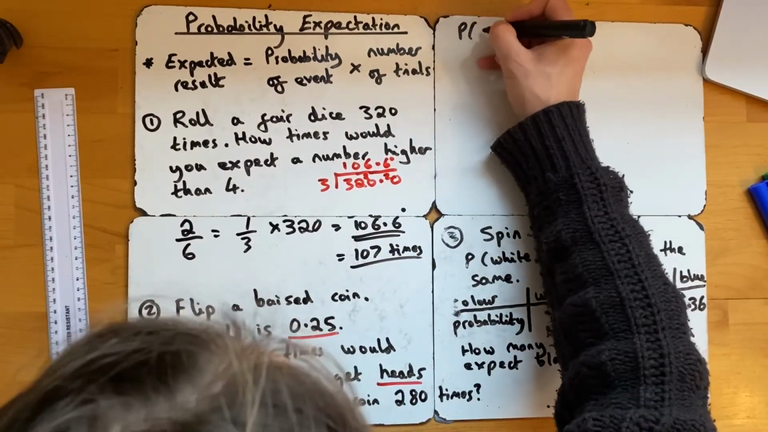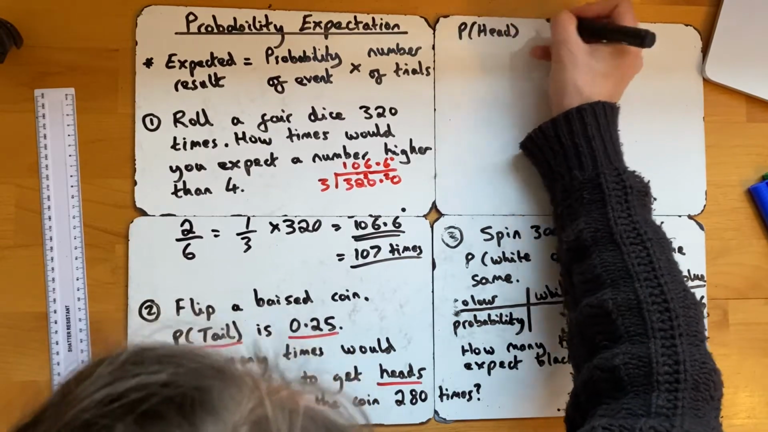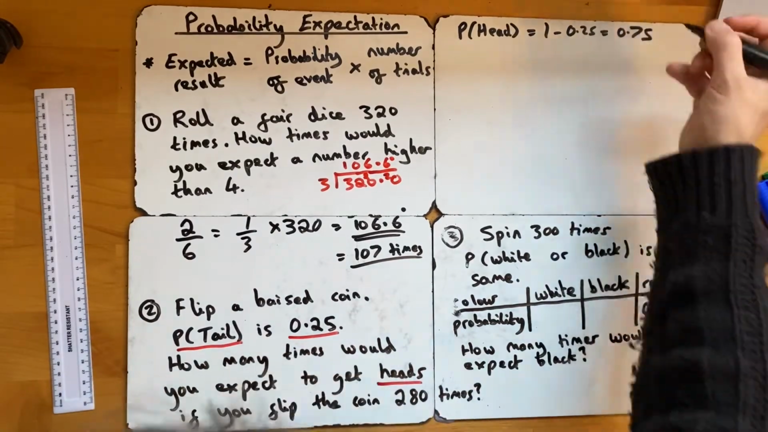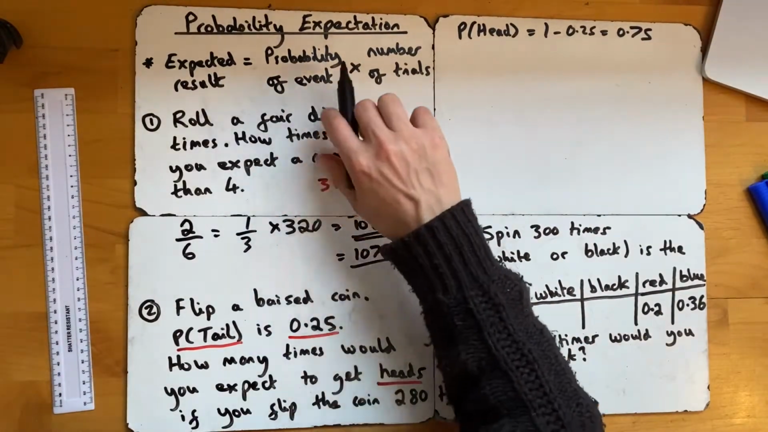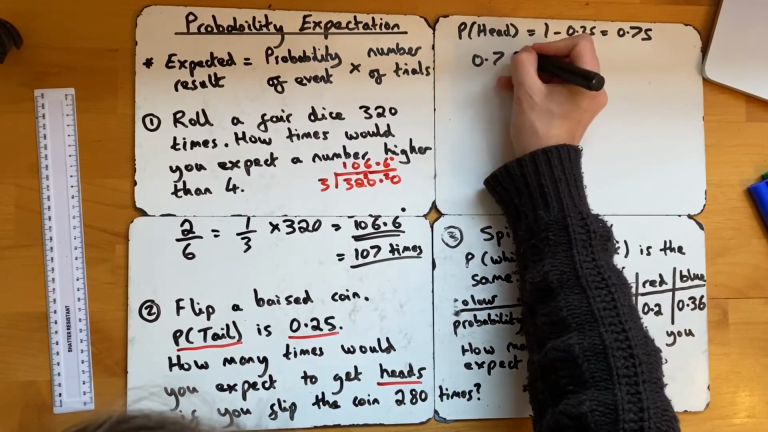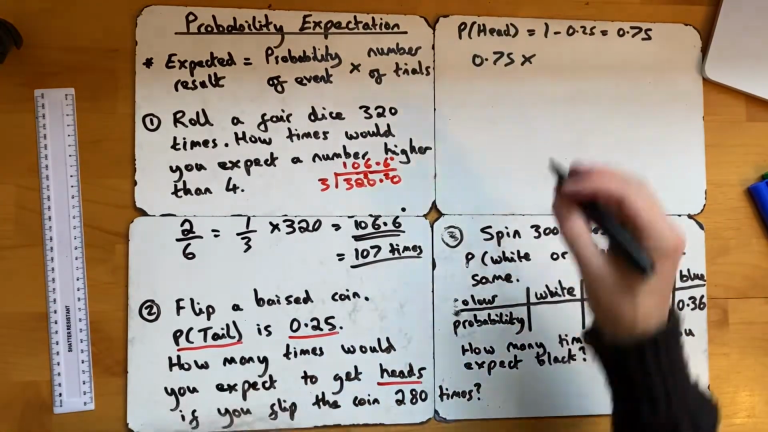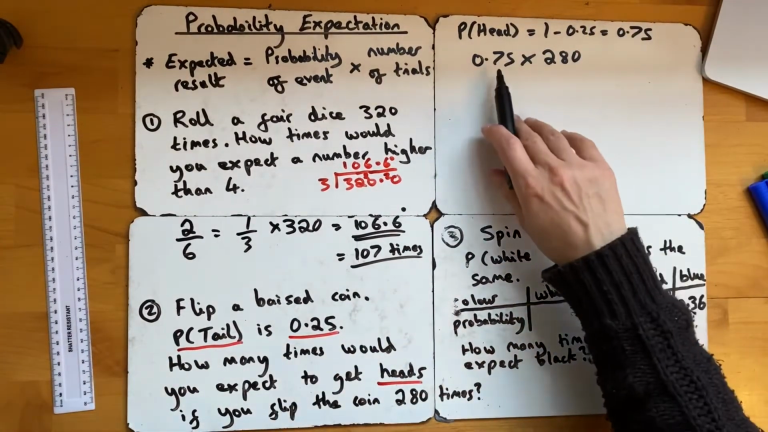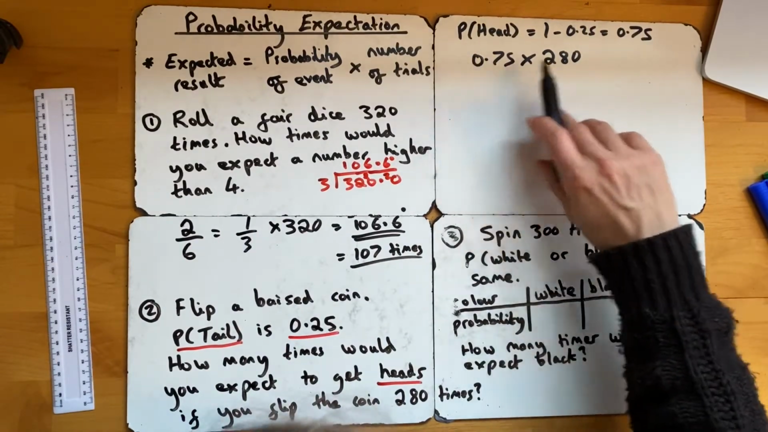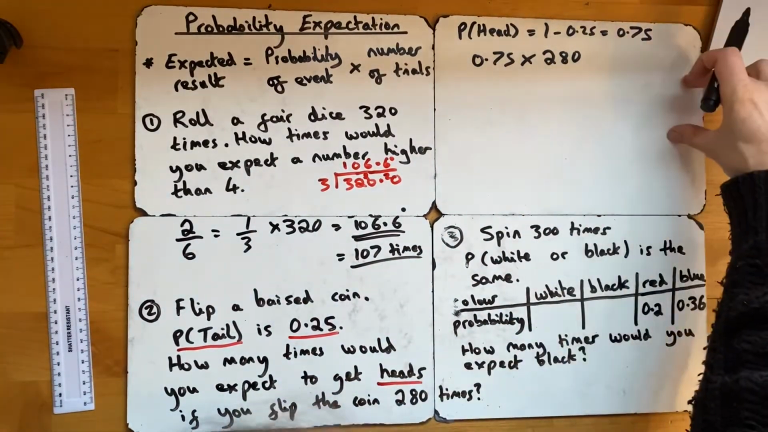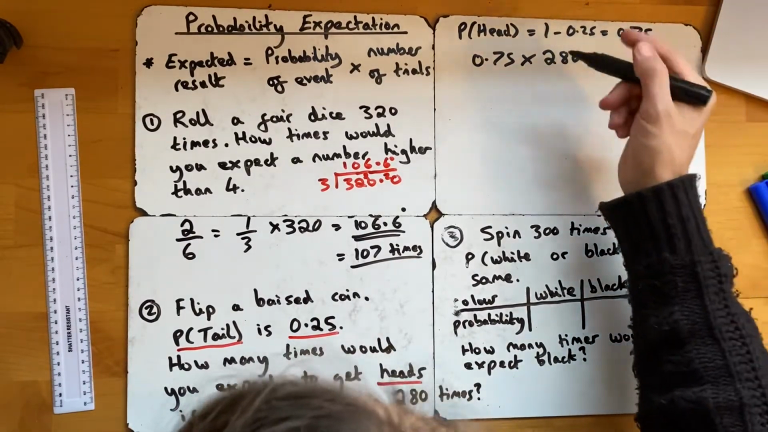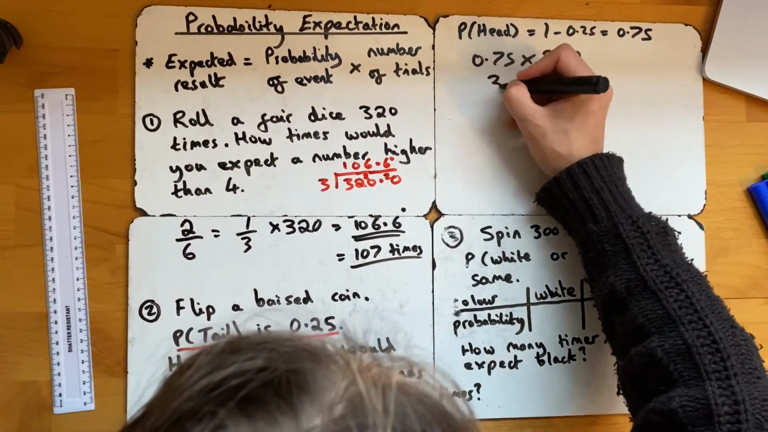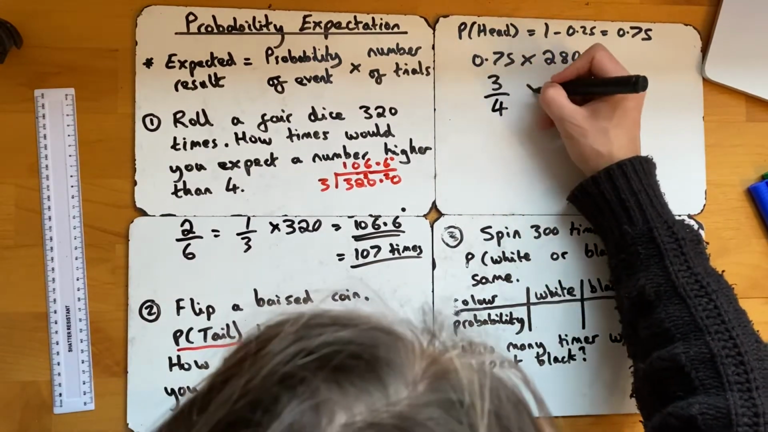So if I just write here, P for probability of heads is going to be 1 minus 0.25, which is 0.75. Now, to do this, you do the probability of the event, which is 0.75, times by how many times we did it. We did it 280. Okay, so you can either do 75 times 28 and then figure out the zeros at the end, and you've got the grid method or whatever method you need to work it out. Or you might see a little trick. 0.75 as a fraction is the same as 3/4.